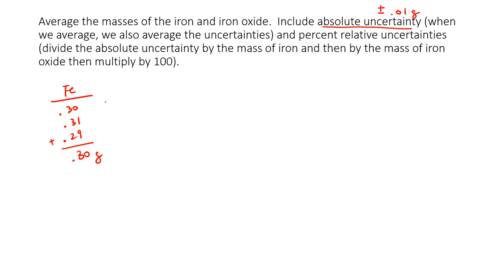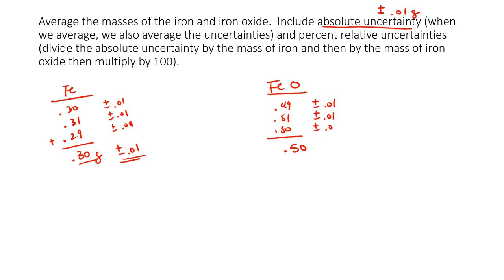To find my uncertainties, I'm going to average those as well. So 0.01 times 3 divided by 3 is still plus or minus 0.01. So this would be my average iron mass, my average uncertainty for the iron. Iron oxide is going to be the same thing. Let's say that we had 0.49, 0.51, and 0.50. Add that up, divide by 3. That's going to give me an average of 0.50. My scale is still a plus or minus 0.01 for each of those. Add up, divide by 3. My uncertainty is going to be plus or minus 0.01. So that's the easy part.